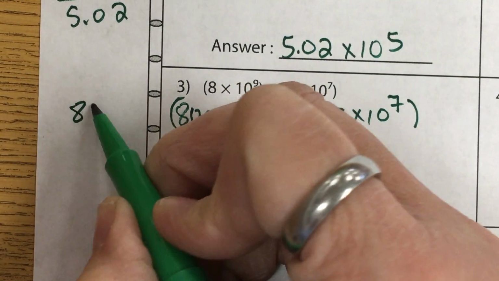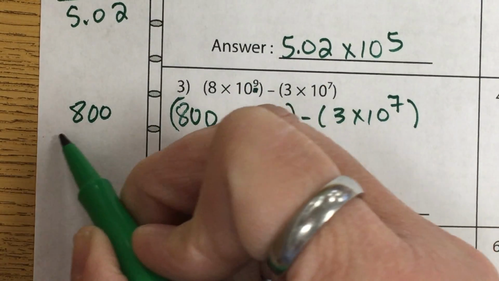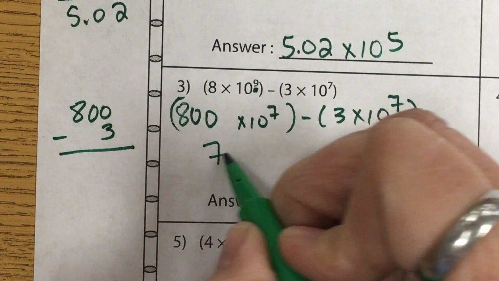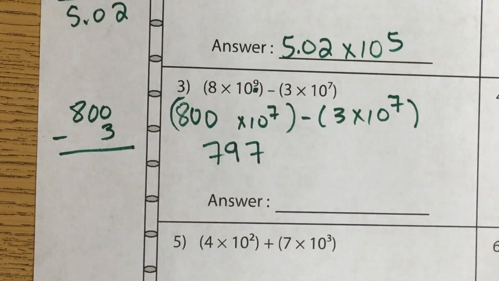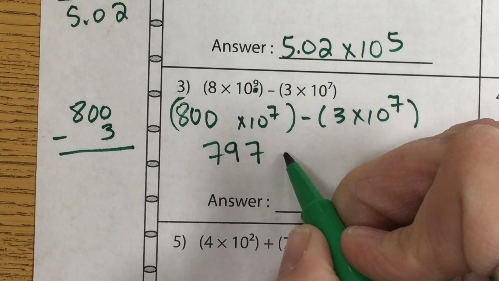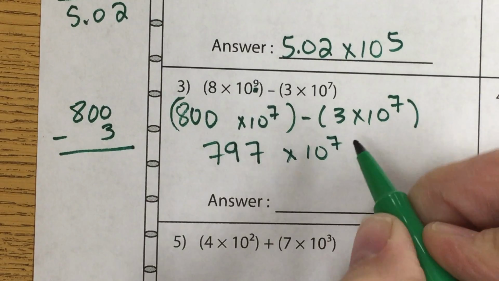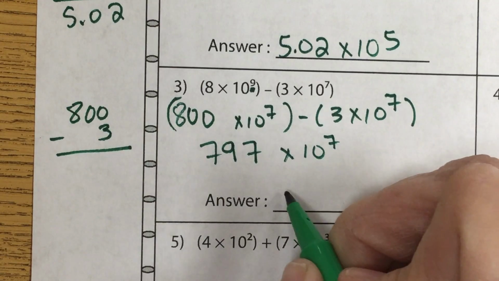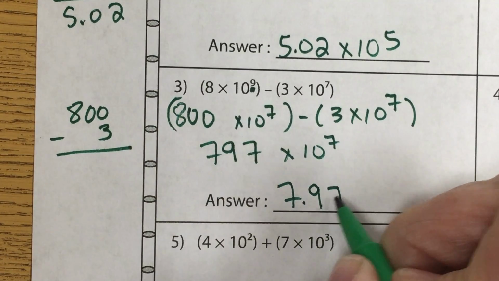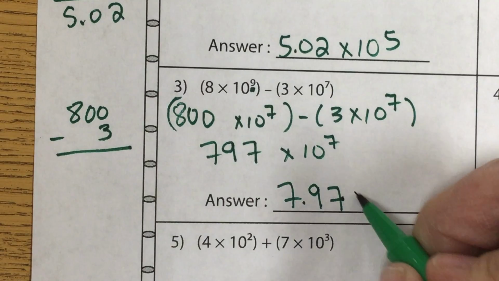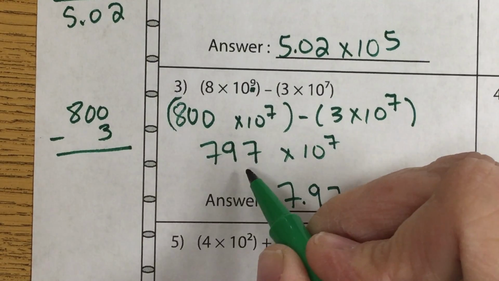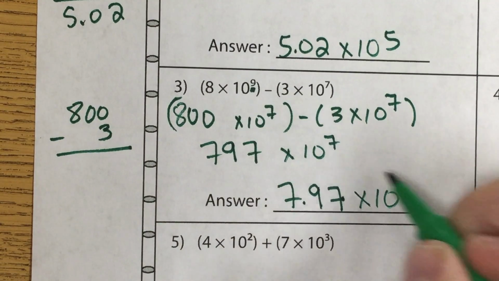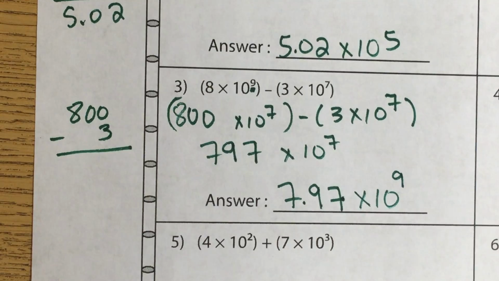So I go over here, 800, and I'm subtracting 3 from that, and hopefully you get 797 for that, times 10 to the 7th power. But the problem with this is that this isn't in scientific notation. So I need it to be 7.97 times 10. Now this is a big number. I want to make it smaller. Because I want to make it smaller, I need to make this bigger by 2. So that would be 9.